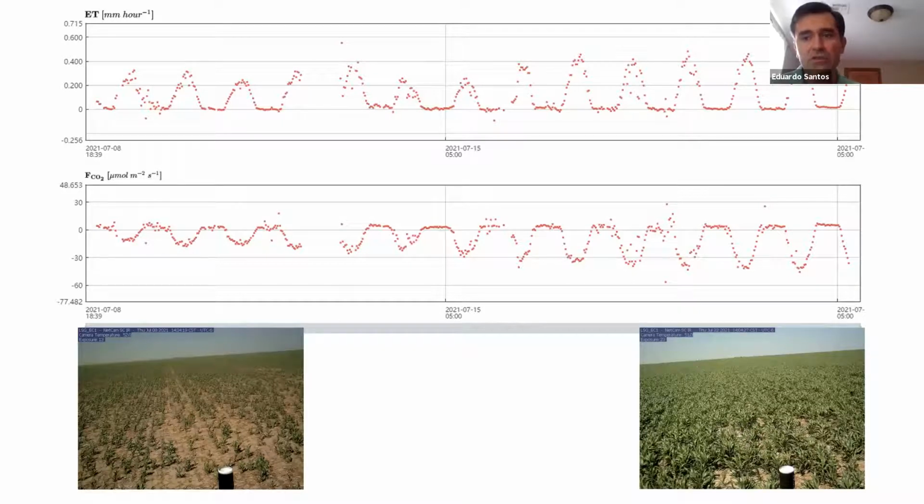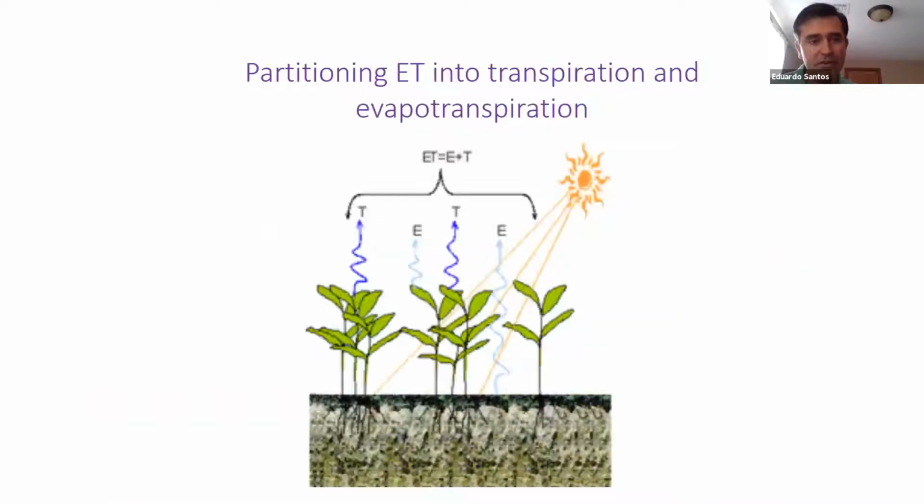Okay, but going back to evapotranspiration, you have here just a net flux, and what you'd be interested in is trying to partition this flux. There are different methods to do this partitioning, meaning you want to determine evaporation and transpiration separately.